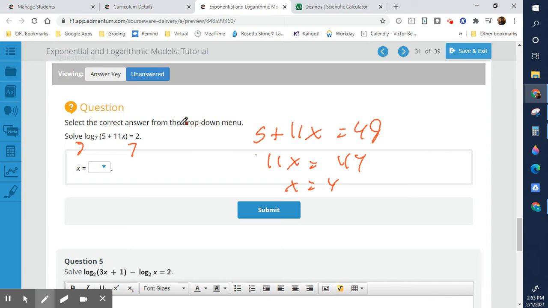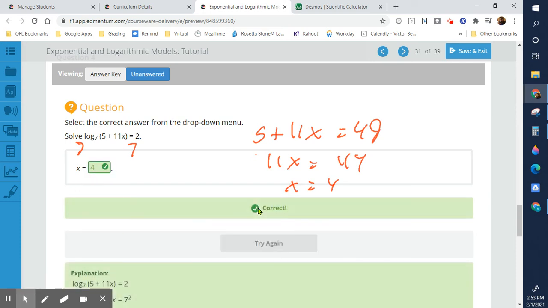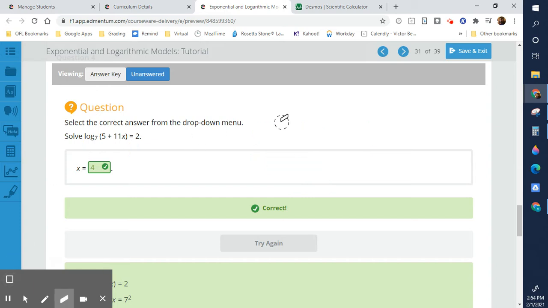You might notice that it's a drop-down menu, and also there's no rounding. So we should get 4 as our answer. Perfect. All right. Moving on here.